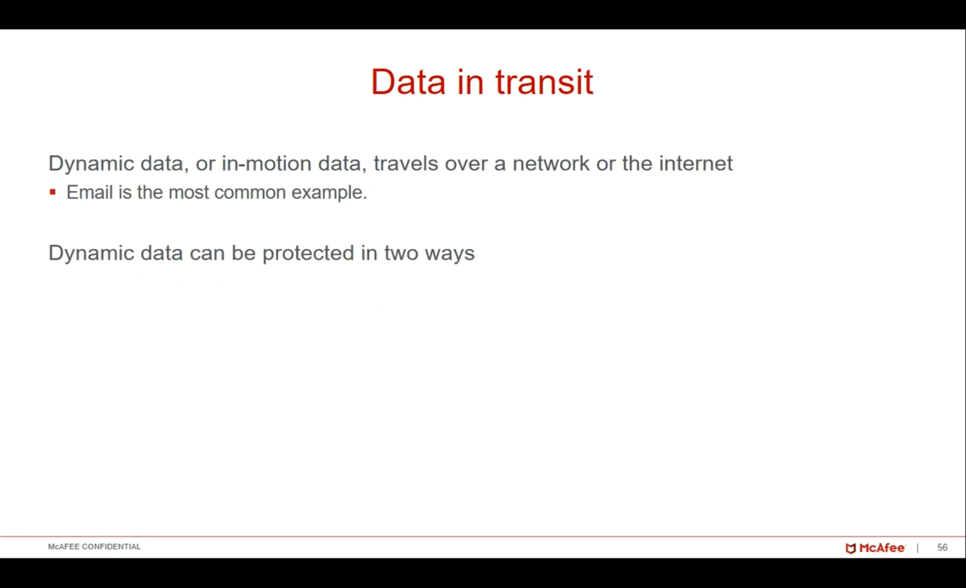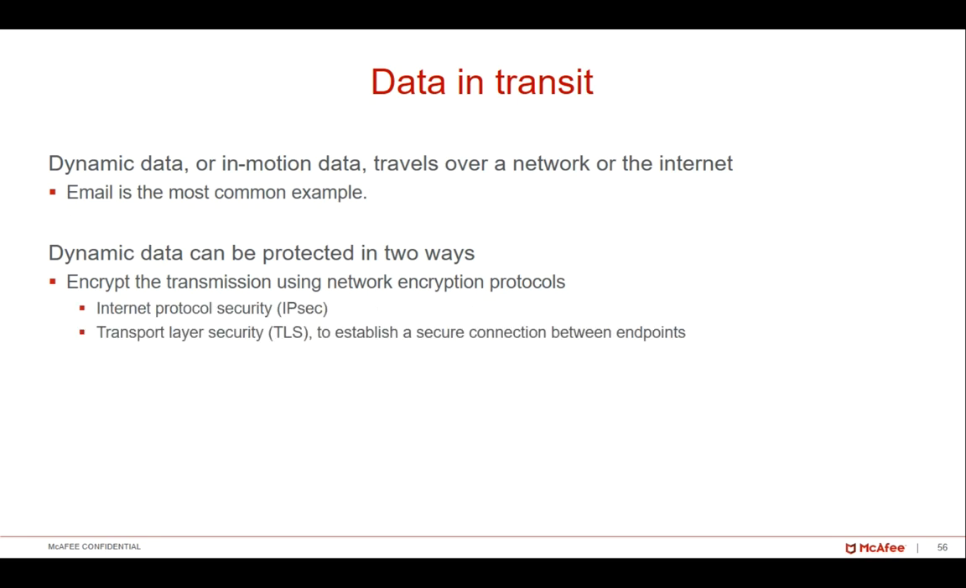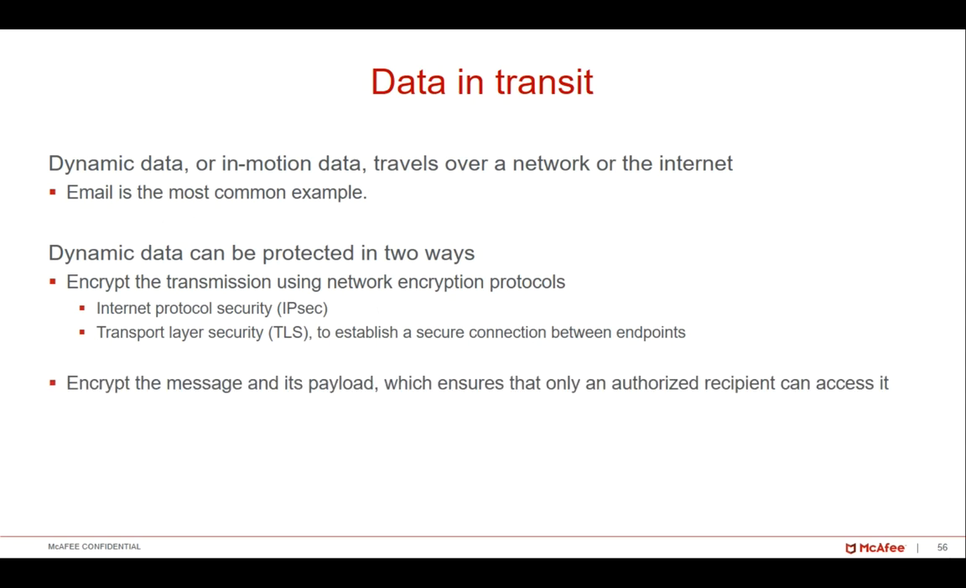This is dynamic data that can be protected in two ways. One is for network connections: you encrypt the transmission using network encryption protocols. For example, at the IP layer we have IPsec, and a typical example is a VPN, virtual private network, which uses IPsec or GRE protocols. And there is TLS, transport layer security, which establishes a secure connection between two TCP endpoints. One example is the browser with HTTPS. We also have SSH, secure shell, which is in the same family.